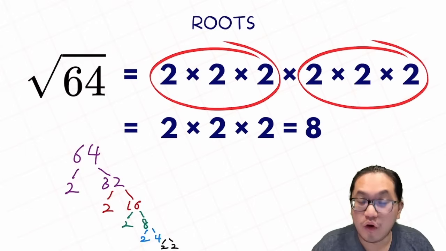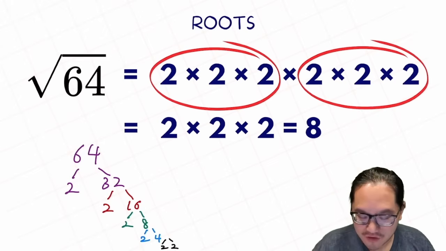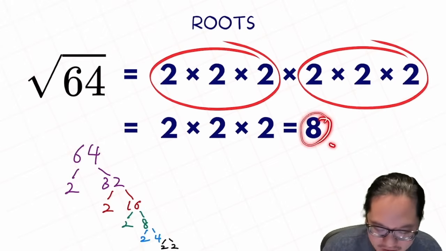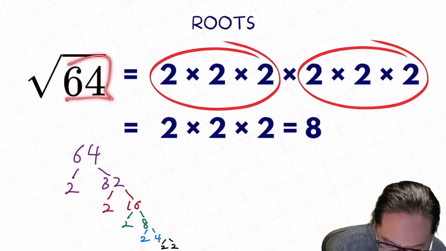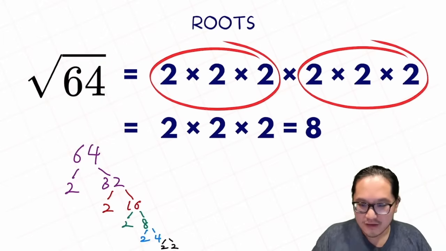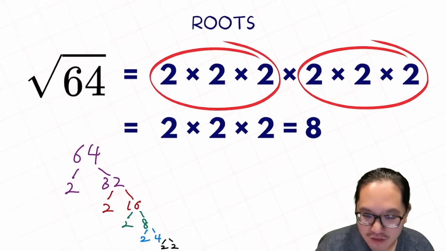If you want to confirm if you got the root, the problem solved, just multiply 8 times itself again. Is it equal to 64? It is, right? So now we know that the way we do this root is correct.